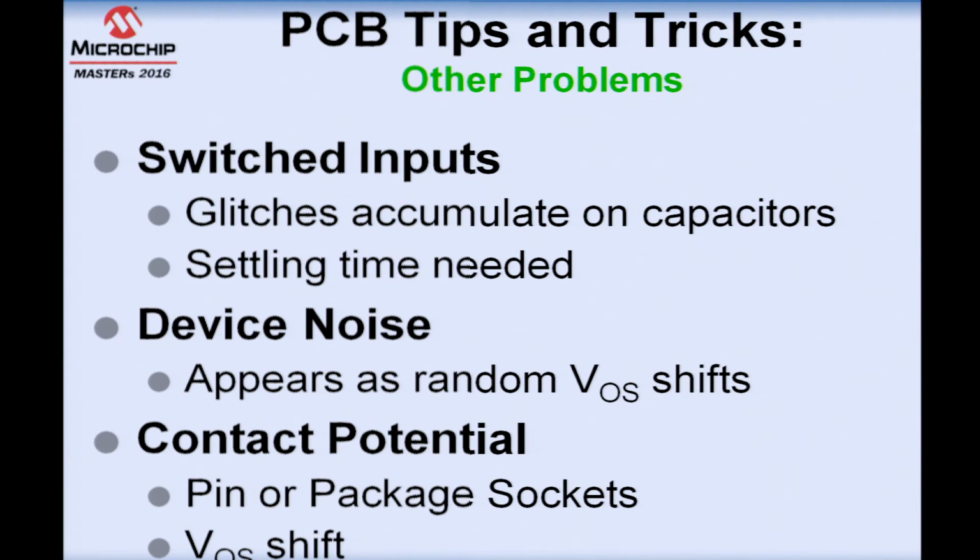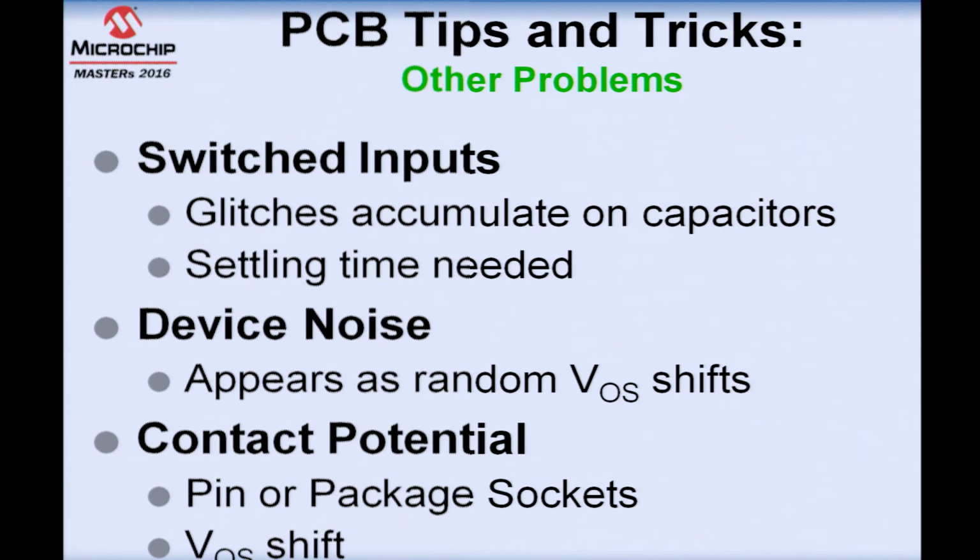Another problem that gets confused sometimes is that all devices generate random noise. I'm not talking about noise in the sense of crosstalk or unwanted signals. I'm talking about the inherent thermal noise and shot noise effects, etc., that cause random behavior. That can appear as a wandering offset, an offset that changes and doesn't make sense.